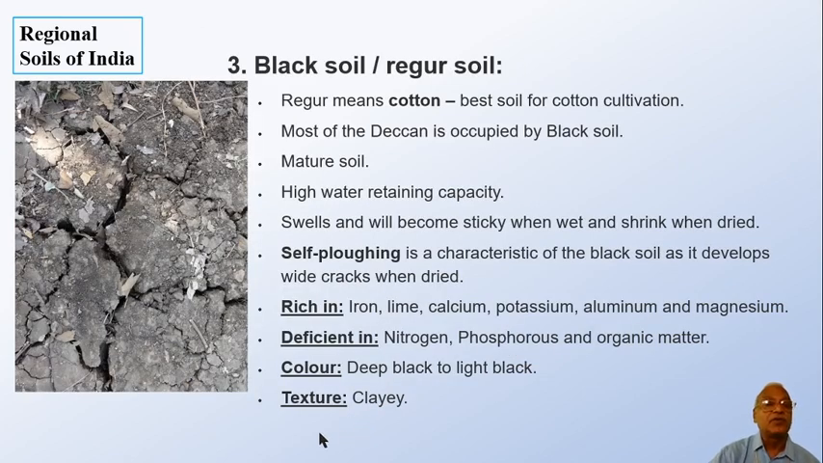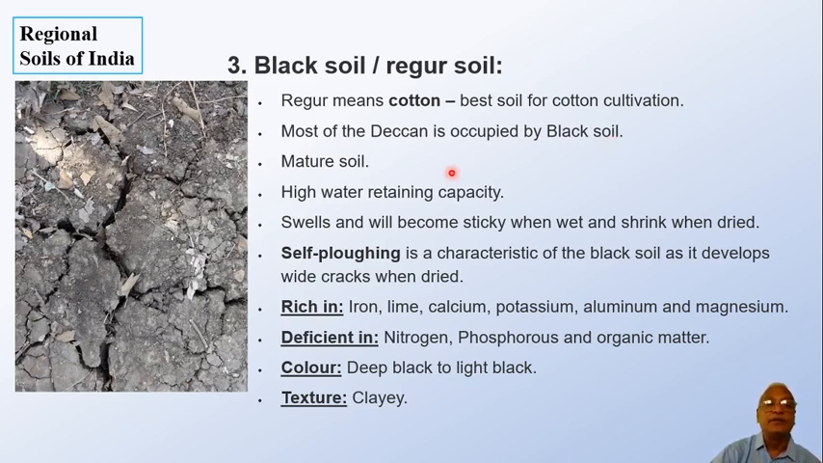Next is black cotton soil. Those who might have seen local regions of Karnataka might have seen these kinds of lands, which are black cotton soil, and in the dry season there will be big cracks on the surface of the black cotton soil grounds. This is regur, the best soil for cotton cultivation. That's why it is called black cotton soil.